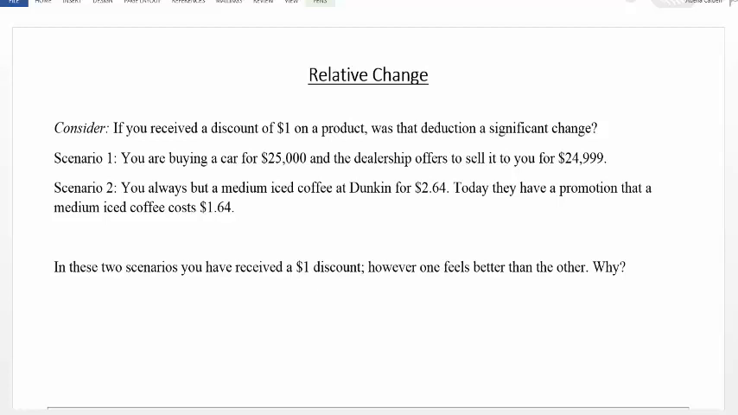However, one of them feels better than the other, as in it feels more significant. And the question is why? And the reason is relative change. Because for both of these products, we're saving $1, but that dollar is relative to the amount that the product costs. So we're going to explore how we can use relative change to look at various scenarios and talk about what it means in terms of the products and items that we are considering.